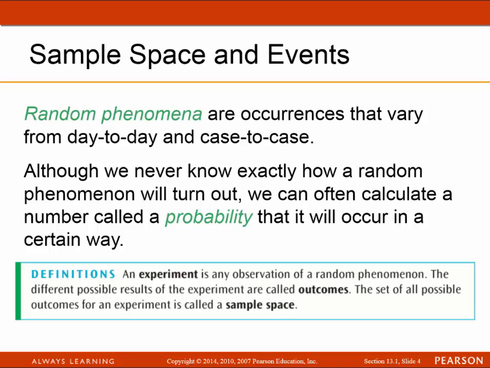Now, random phenomena are occurrences that vary from day to day and case to case. So although we may never know exactly how a random phenomenon will turn out, we can calculate a number called a probability. So here's a definition. An experiment is an observation of random phenomenon. The different possible results of this experiment are called outcomes. Now, the set of all possible outcomes for an experiment is called the sample space.